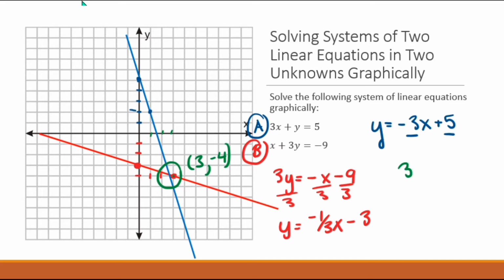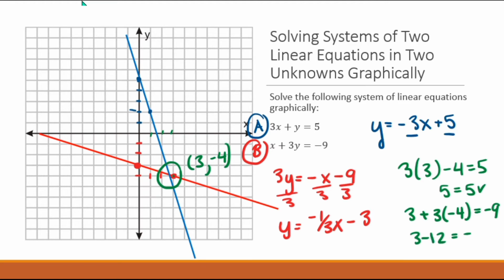In equation A, 3 times 3 minus 4 equals 5. 9 minus 4, that's 5. 5 equals 5, that's correct. Now, really double check with the second equation. In equation B, 3 plus 3 times -4 equals -9. Is 3 minus 12 equal to -9? -9. Yeah. All right, we're golden.